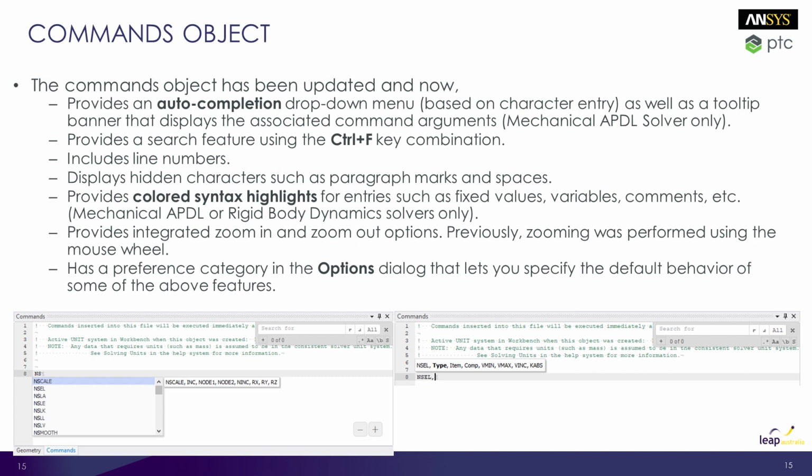So in this case, it's NSEL for selecting nodes. And then we have all the arguments, and it highlights in bold the next argument that you want to access. So if you type in a bunch of commas to skip some of these arguments, it will always highlight the next one. So you don't have to count commas and then count which argument you're up to. So this makes command object usage a lot easier.